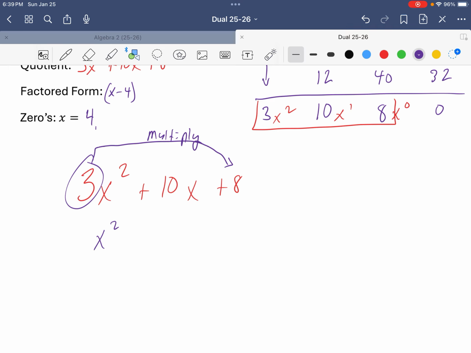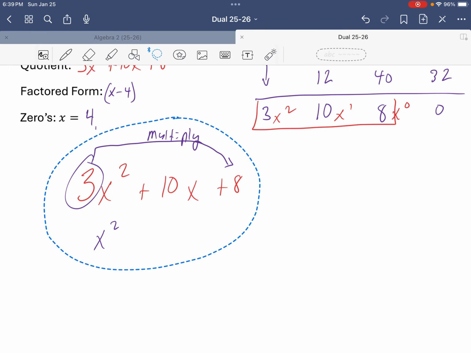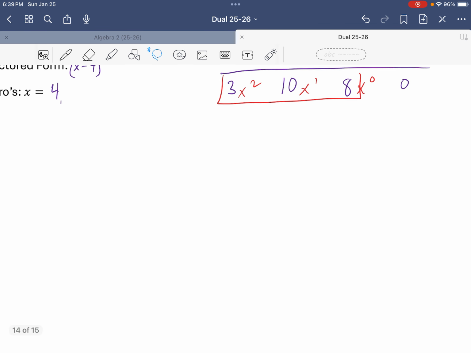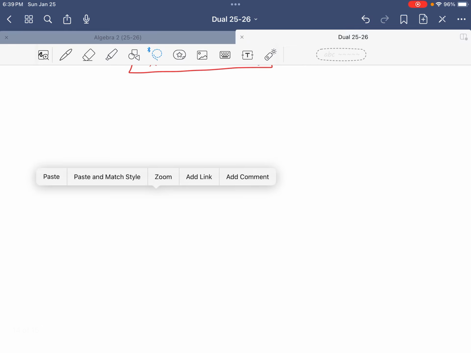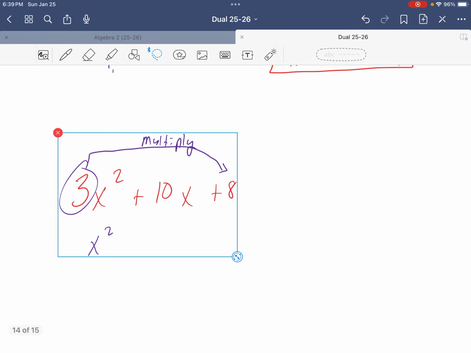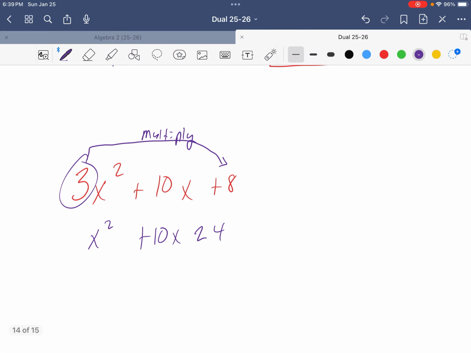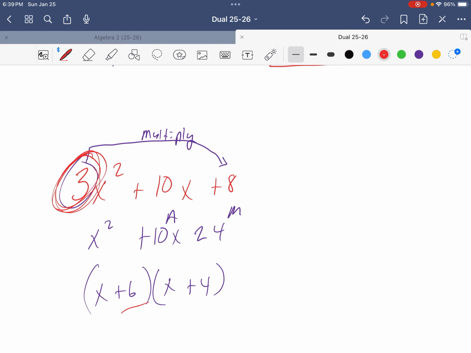I should probably bring this down. Hold on. No, I want to copy that. Cut it out of the way. Move it over here. Okay. X squared plus 10x. 3 times 8 is 24. Two numbers that multiply to give me 24, but add to give me 10. Right, we're looking for the numbers that multiply to give you 24, but add to give you 10. That's 6 and 4. But don't forget, since you multiplied by 3, you gotta divide by 3.